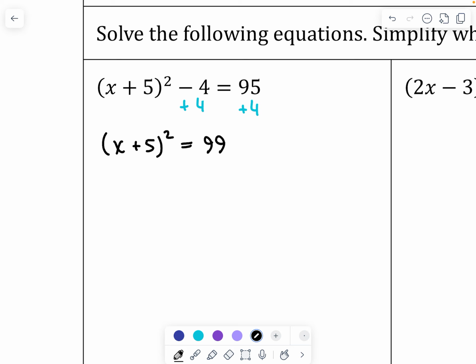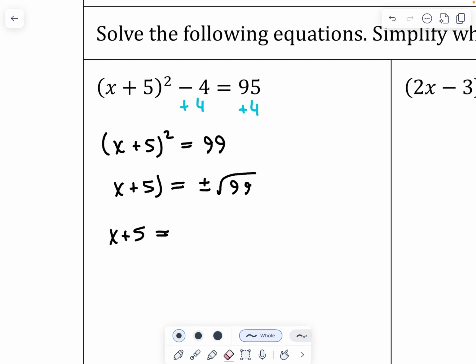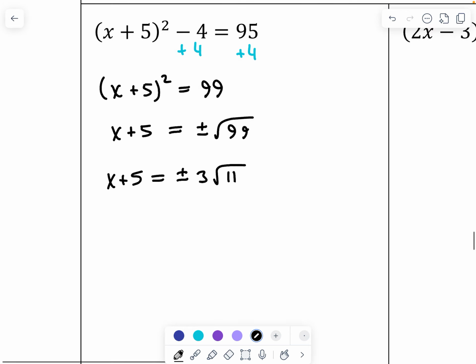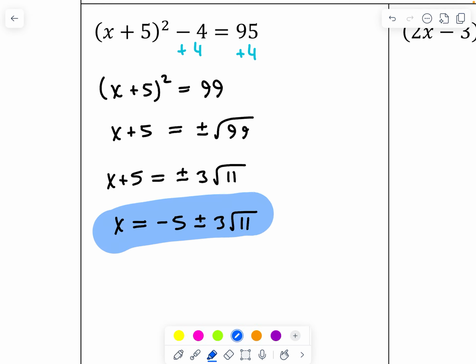I'm going to start just doing the problem straight through. So if I square root both sides, that's going to be plus or minus root 99. So x plus 5 equals, these parentheses here were not necessary, x plus 5 equals plus or minus root 99. That's 9 times 11. So 3 root 11. And then I'm going to subtract 5 from both sides, which will give me negative 5 plus or minus 3 root 11. And that is the solution right there.